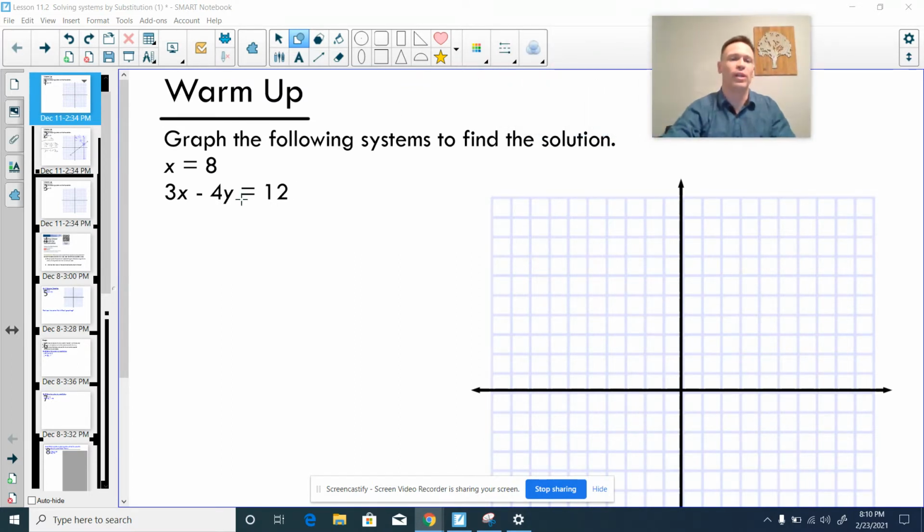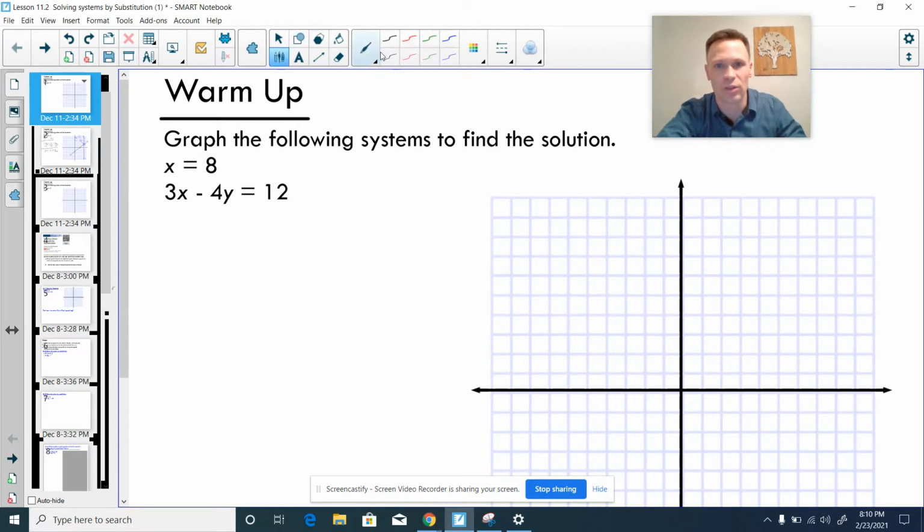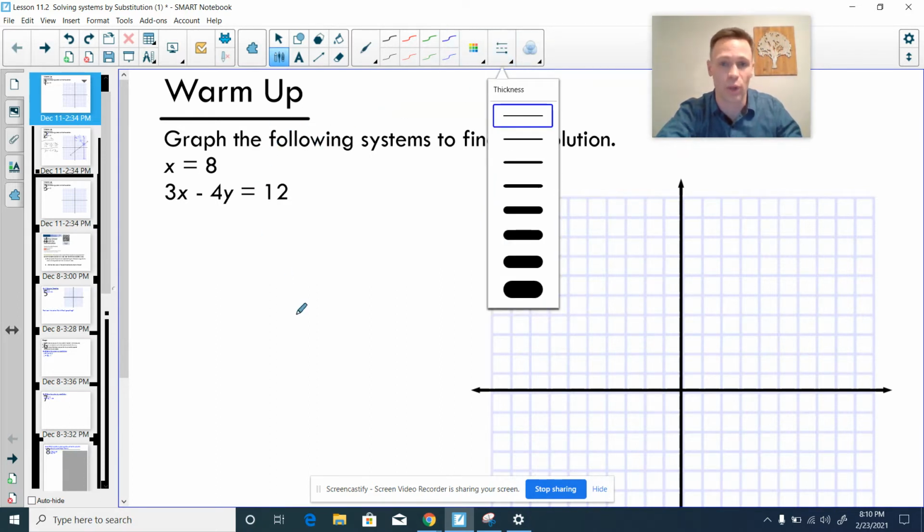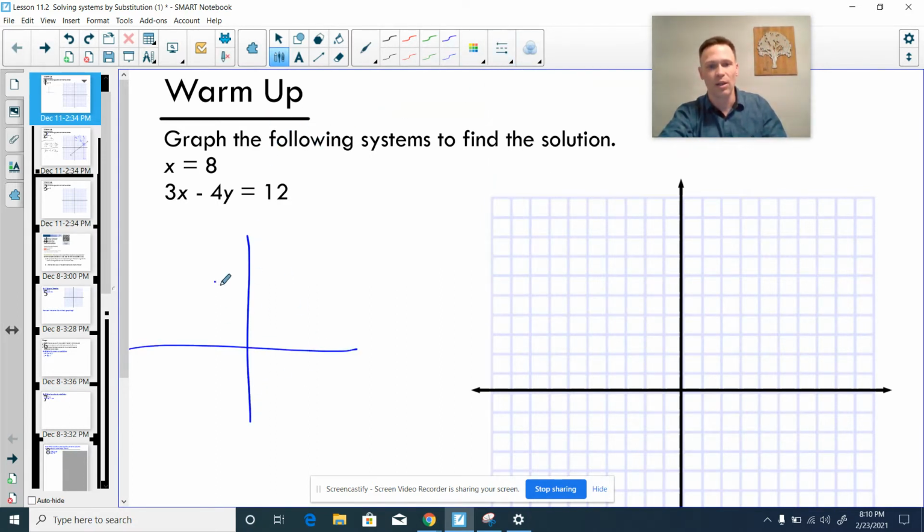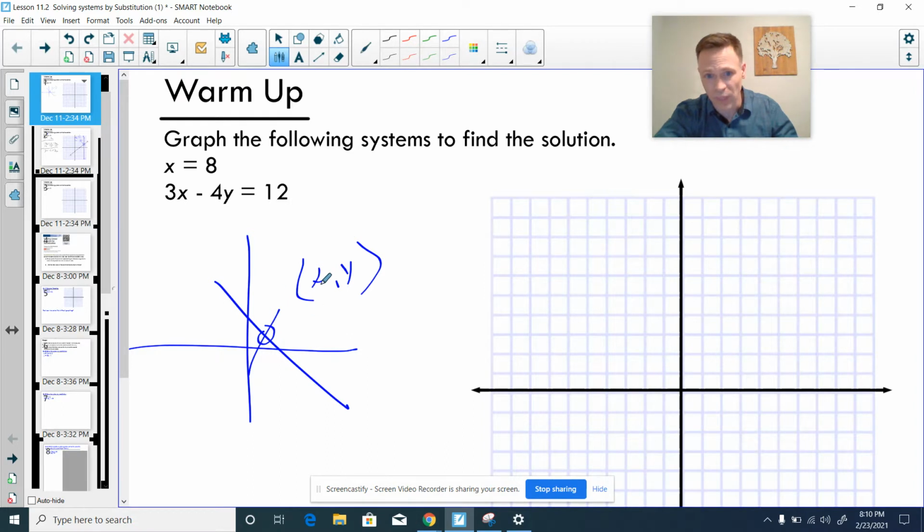So let's get right into it. This is your warm-up problem that relates to last class. Last class, remember, we were solving systems of equations by graphing. So the whole point was to look at a coordinate plane, graph two lines, see where they intersect, and observe that x comma y coordinate point, and that is the solution to our system of equations.